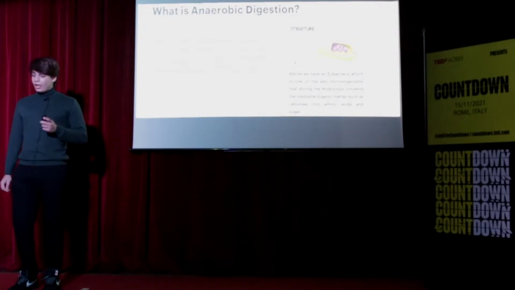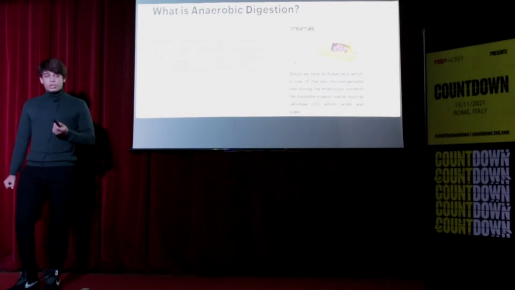Then we have the acidogenesis, which uses acidogenic bacteria. These bacteria help turn the initial product, which will be a simpler organic acid, into carbon dioxide and hydrogen.